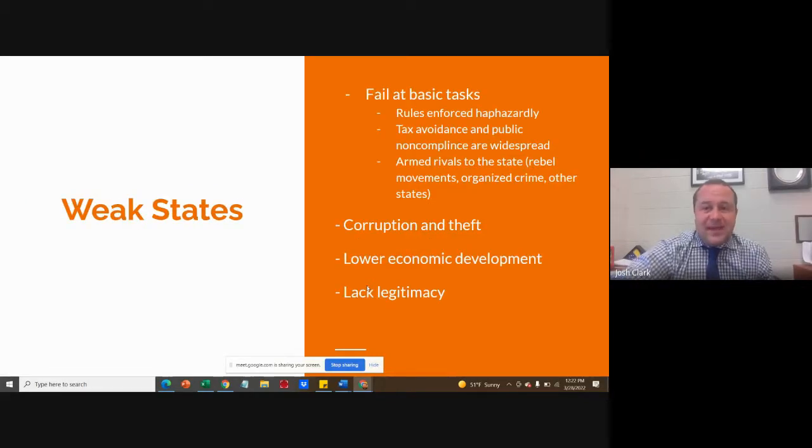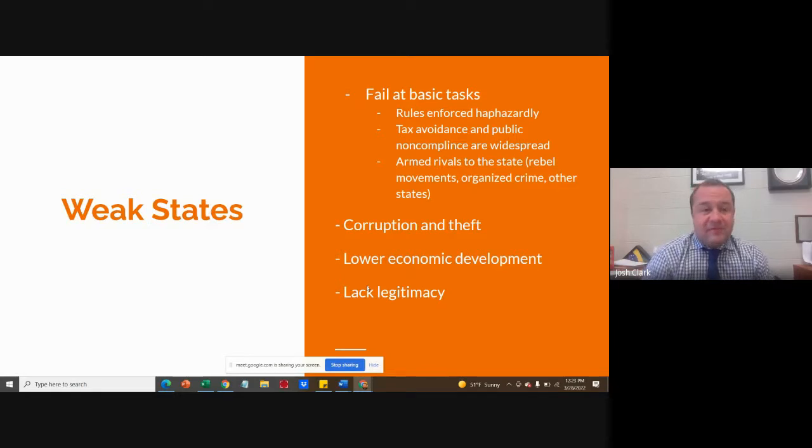When we talk about weak states, they fail at some of those same things. Some of the things that would indicate a weaker state would be one where rules are enforced haphazardly, so they have a problem with the rule of law. There isn't a good way to avoid taxes, and public noncompliance is widespread. With the tax area, rentier states like we've talked about, Russia, Iran, Nigeria, and Mexico, are states that fail to collect a lot of taxes and get most of their money through natural resources that the government owns or controls.